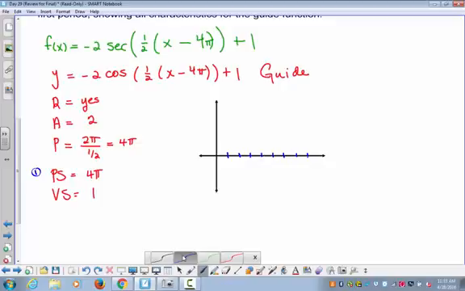Add 4 pi to it? Is that what we said? So we're starting at 4 pi. The period tells us the distance from the left end point to the right end point. So if we know the left end point is at 4 pi, and the period is 4 pi, that tells us that the right end point's at 8 pi. So that's the second step. Add the period to the phase shift.